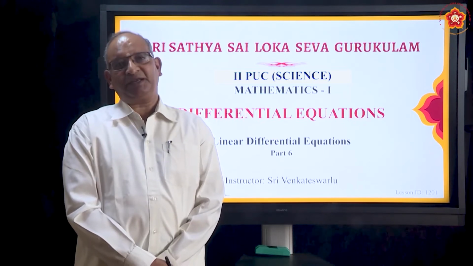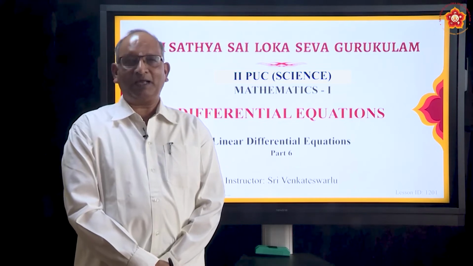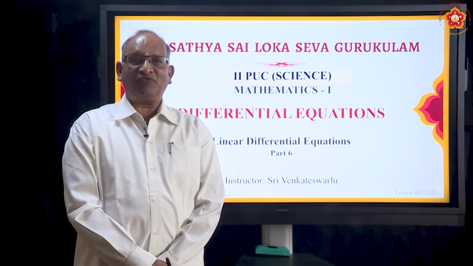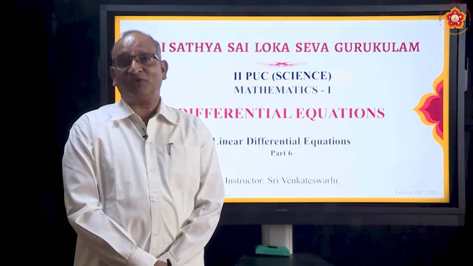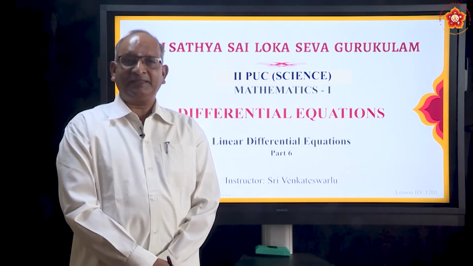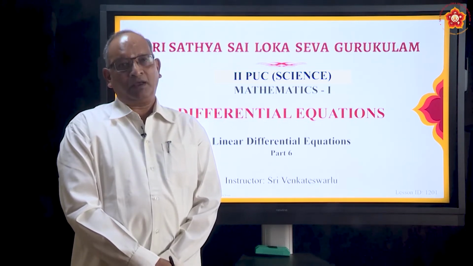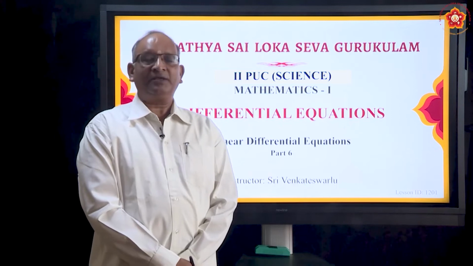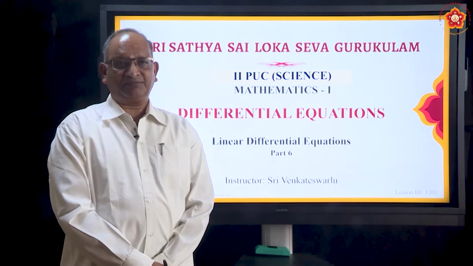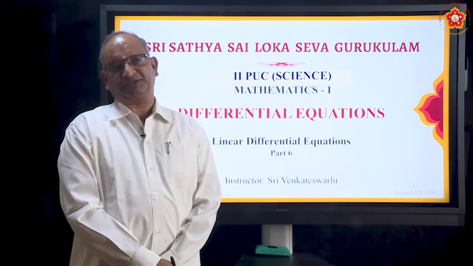Now, in this particular equation dy by dx plus py equal to q, what are p and q? P and q are either constants or functions of x, not functions of y. Similarly, for the second type, p and q are either constants or functions of y. This is how we can identify a linear equation, and once you identify it, it has a standard procedure.